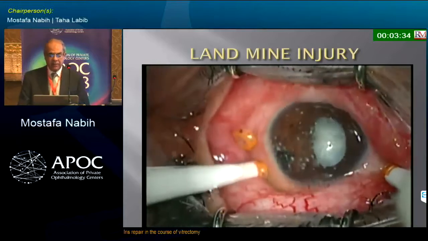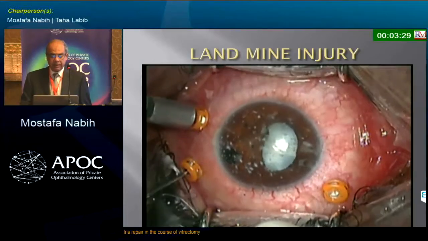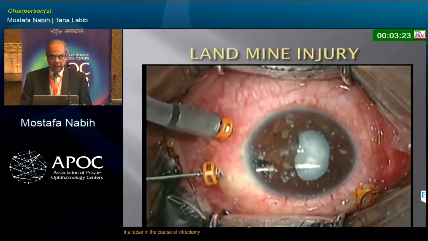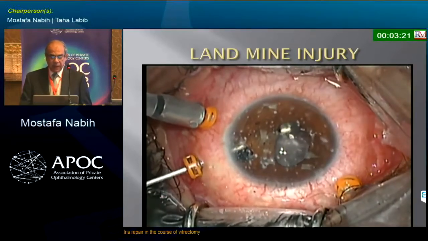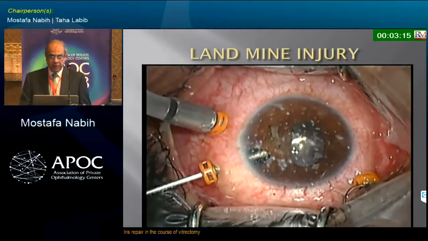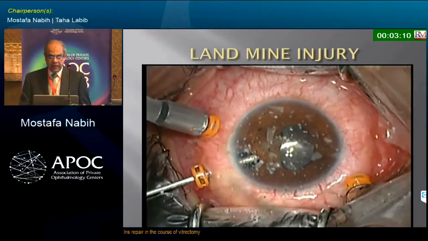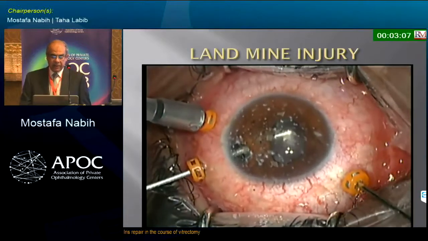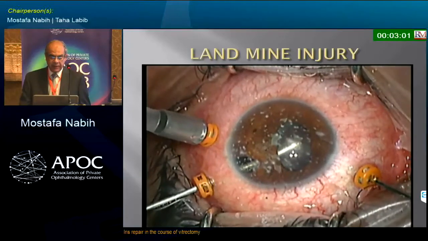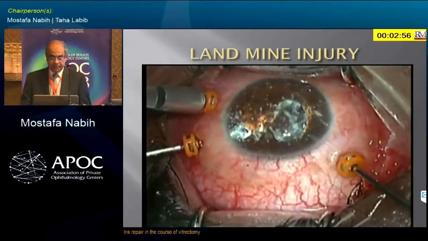This is a case of landmine injury in a police officer in Sinai. The cornea is dusted with this gravel from explosion of the mine. You see the defect of the iris. I went with the 23 gauge vitrectomy, starting to remove this soft cataract. The small white thing that you see at the vitrectomy cutter is actually a piece of the foreign body, another piece of sand or stone inside the lens.